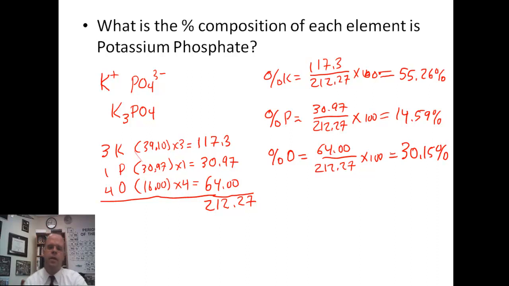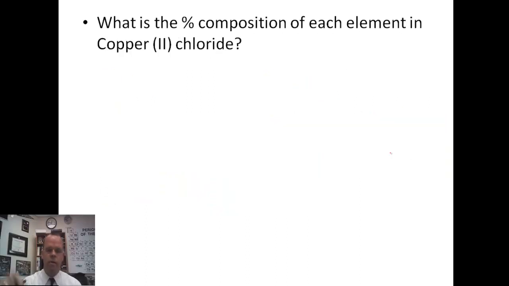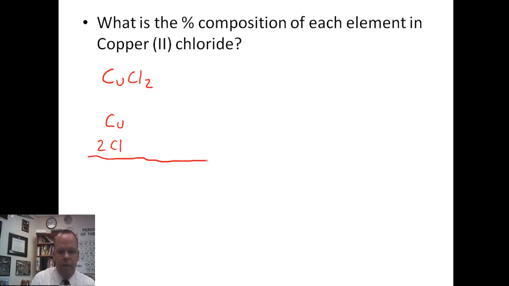So it would be 55.26% potassium, 14.59% phosphorus, and 30.15% oxygen. Let's try one more example. Once again, I would recommend you try this on your own before continuing on watching the video to see the answer. So here, our formula: copper with a 2+ charge, chlorine with a -1, so it's CuCl2. So we have 1 copper, 2 chlorines.